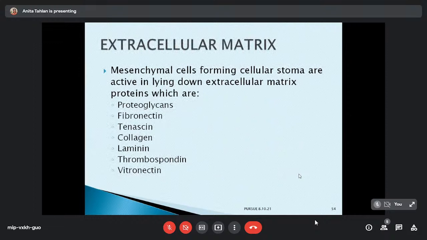What about extracellular matrix? The mesenchymal cells form a stroma, and they are actively laying down extracellular matrix, proteoglycans, fibronectin, tenascins. They are all a group of macromolecules distributed on the surface of adventitial cells. They help in cell-cell interaction, cytokine presentation, cell differentiation, and various interactions like collagen, laminin, thrombospondin; they all help in interactions.